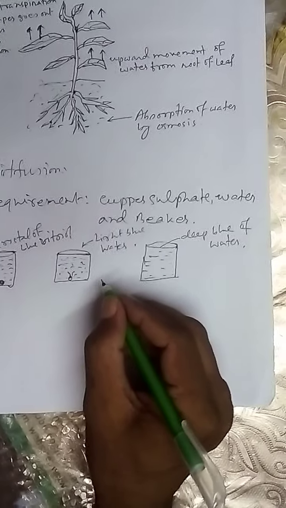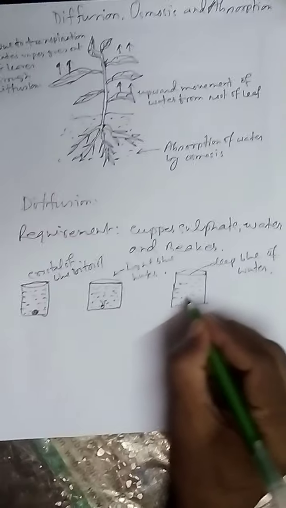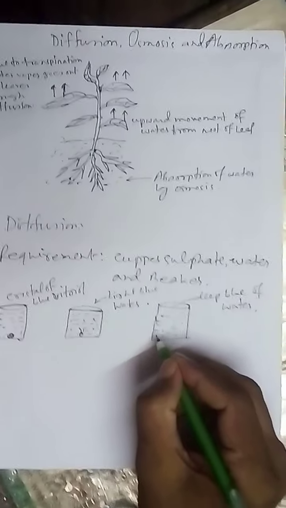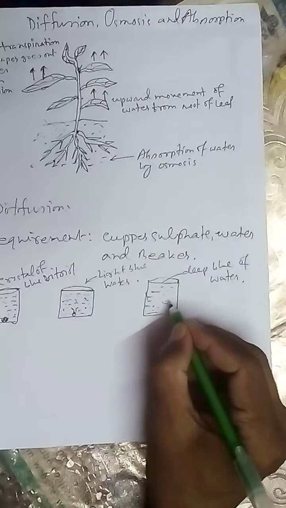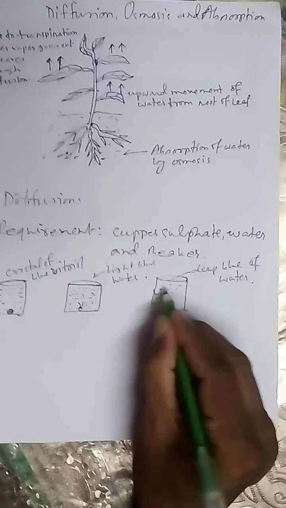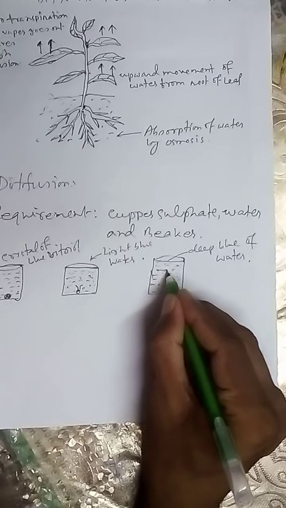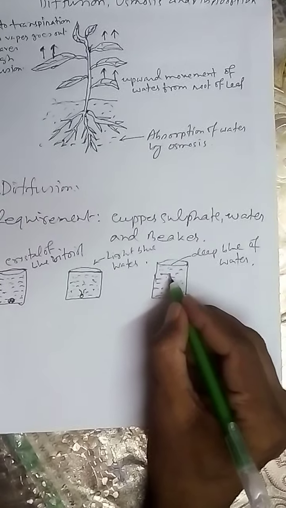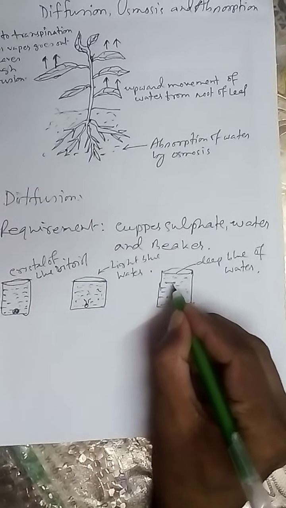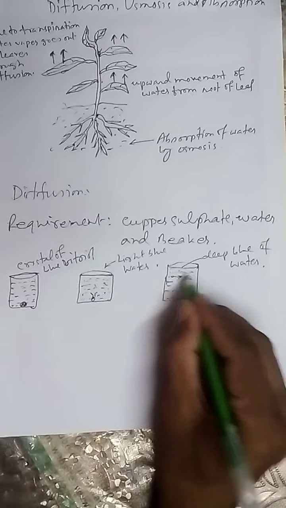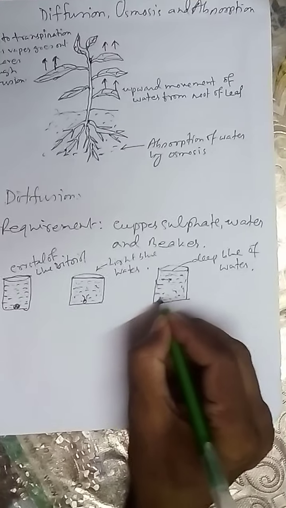The movement of the solution from a region of higher concentration to one of lower concentration occurs. In that case, it will be deep blue, and the motion of molecules of blue vitriol will make a pressure from higher concentration to lower concentration. That is called diffusion pressure.